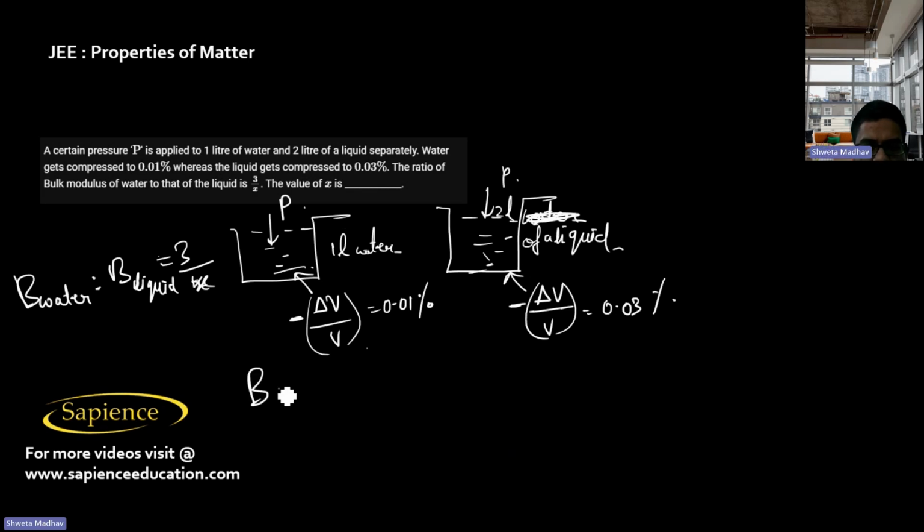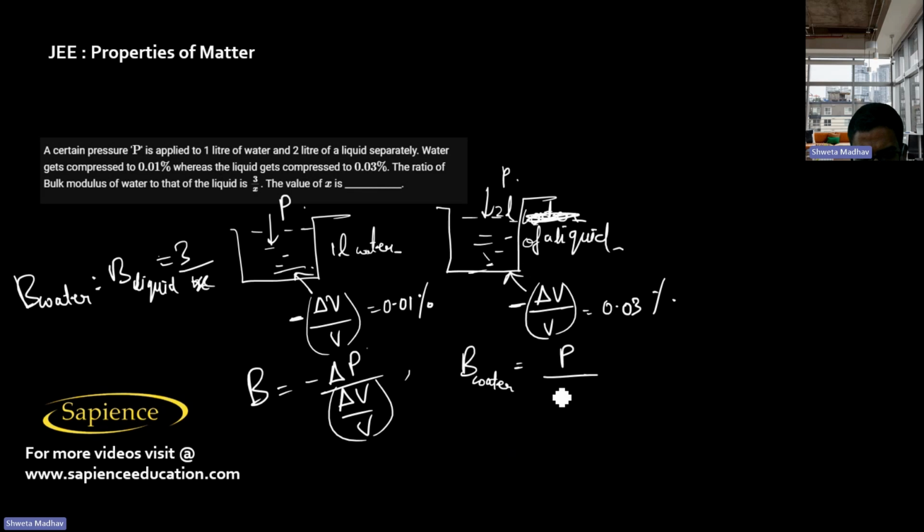Now bulk modulus is given as minus delta P by delta V by V. So therefore the bulk modulus of water, I can say, is the change in the pressure applied, that is P, by 0.01%, means 0.01 by 100. So this will be 100 P by 1 by 100. So this is again 100 square, 10 power 4. 10 power 4 times P.